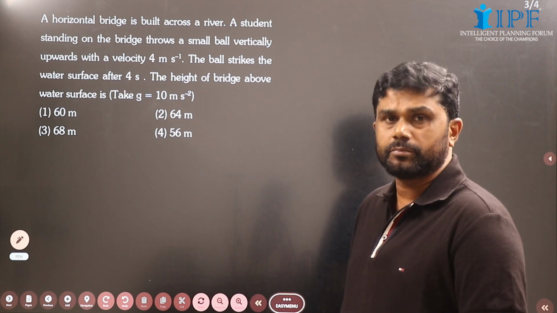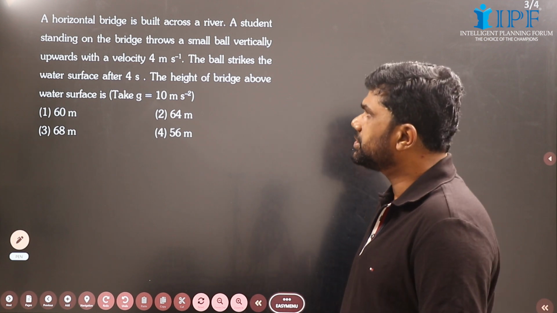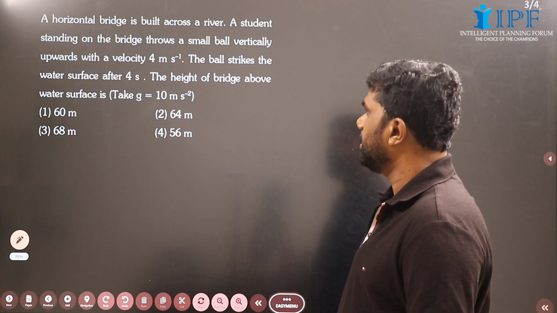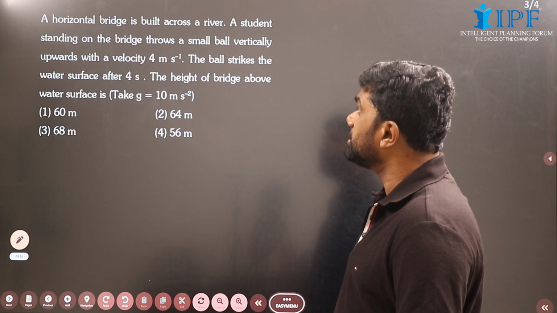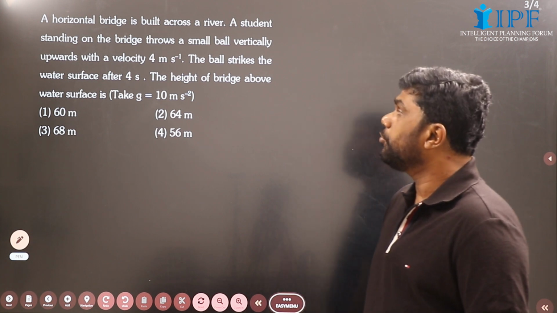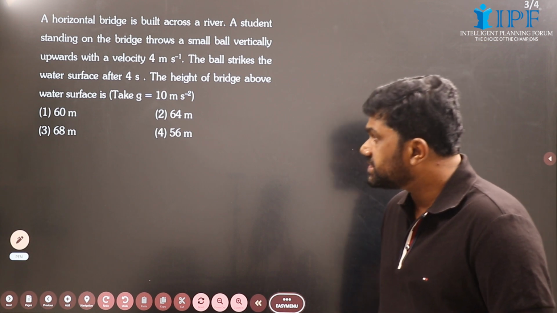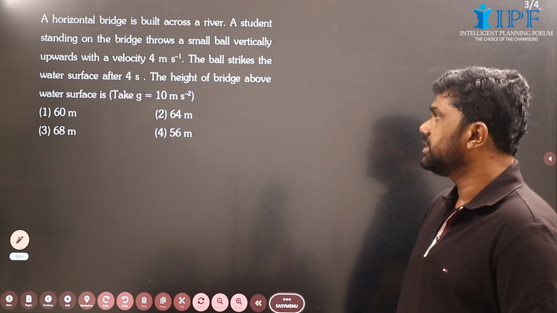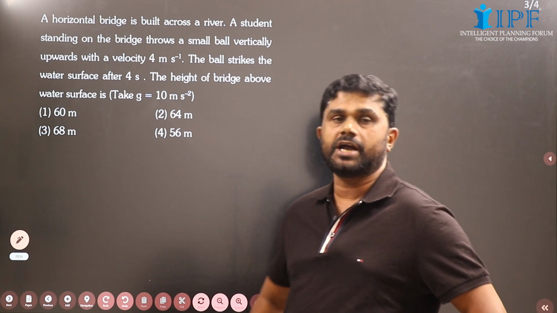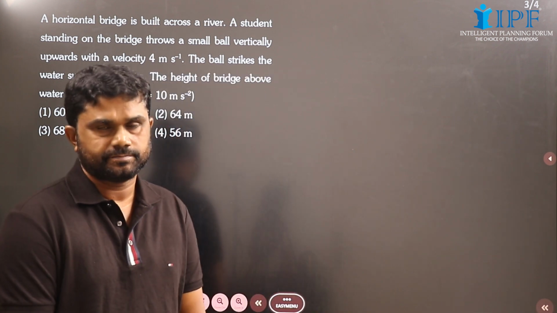Okay, now see, we have another question. This is also from NEET 2023. A horizontal bridge is built across a river. A student standing on the bridge throws a small ball vertically up with a velocity 4 meters per second. The ball strikes the water surface after 4 seconds. The height of the bridge above the water surface is?